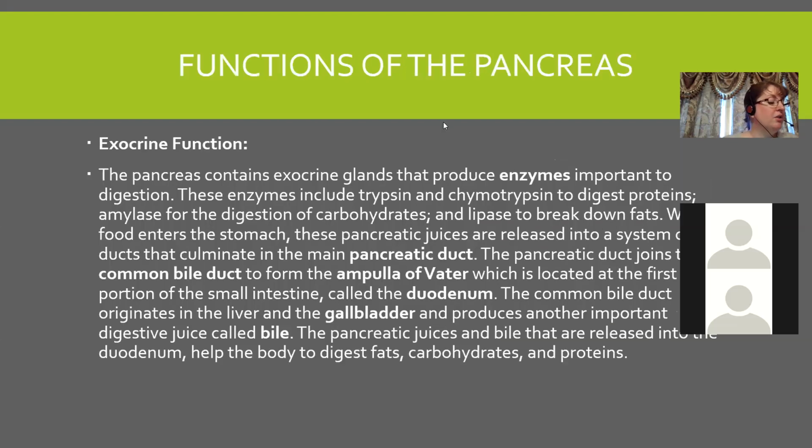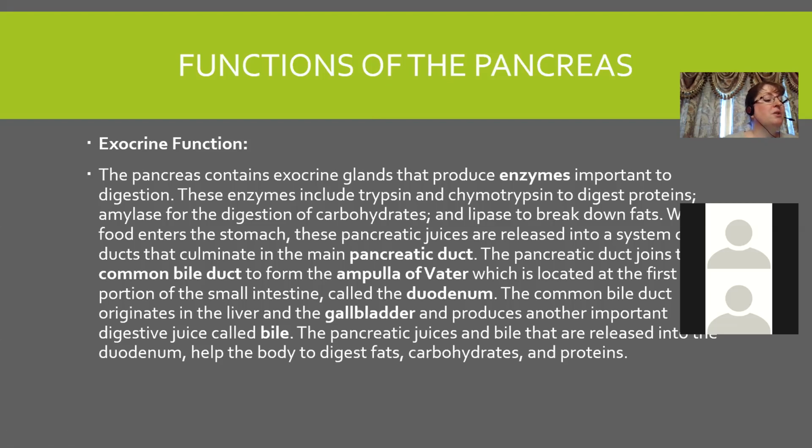So with the exocrine function, let's just talk about this for a second. And don't let all of this get you confused. This is just background information here, so don't worry about this. So the pancreas contains these exocrine glands that produce enzymes to help us digest food. So these enzymes would be trypsin, chymotrypsin, amylase, lipase.